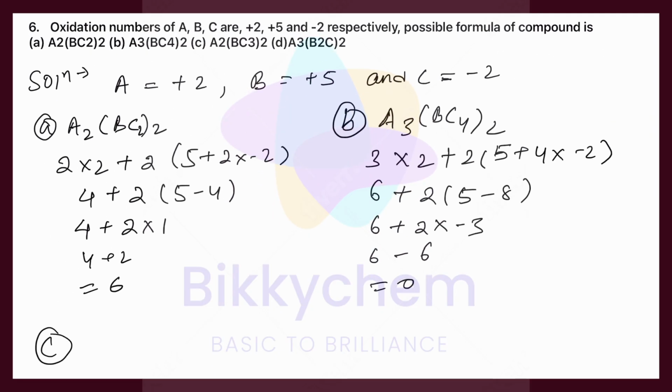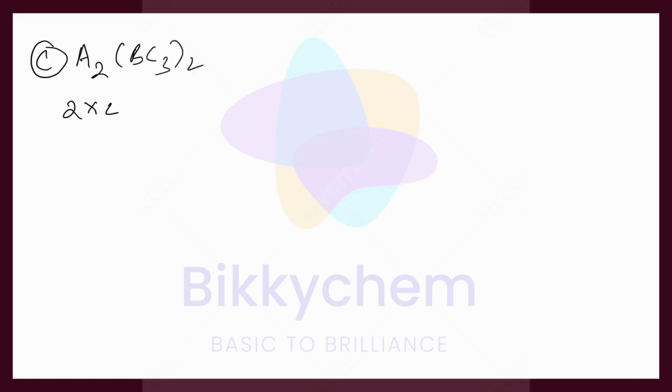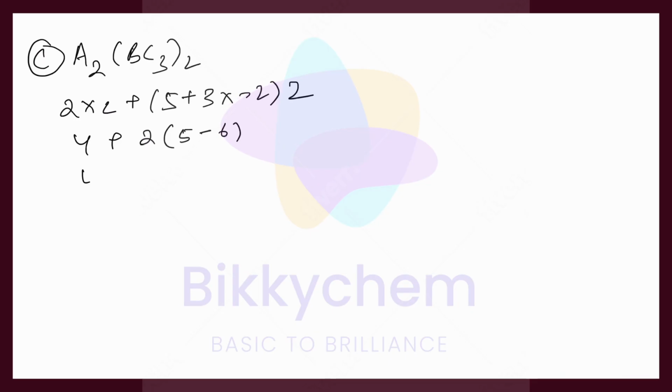C is A2, BC3, 2. A2, BC3, 2. 2 into 2 plus 5 plus 3 into -2, 4 plus 5 -6 plus 2 into -1, 2.